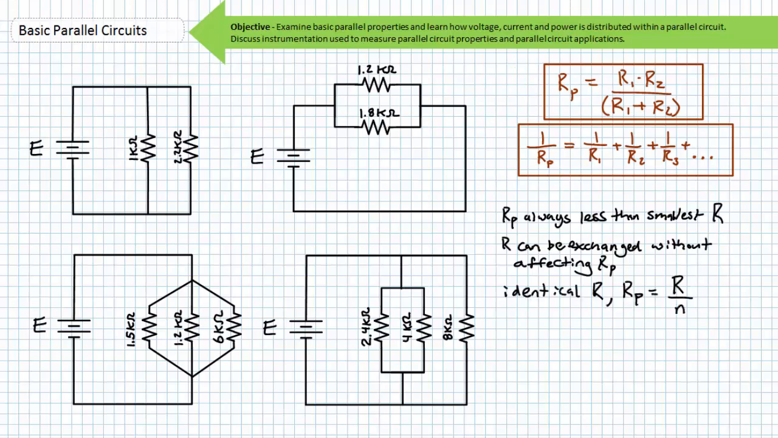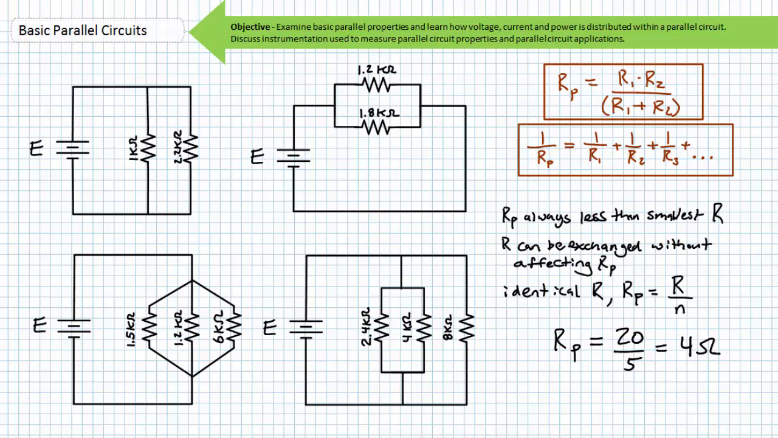Additionally, we're aware of a shortcut pertaining to identical resistors in a parallel relationship: the total resistance of a parallel combination of identical resistors is the value of the identical resistor divided by the number of individual occurrences of that identical resistor. For example, 5 20-ohm resistors in a parallel combination has a total resistance of 20 ohms divided by 5, or 4 ohms.